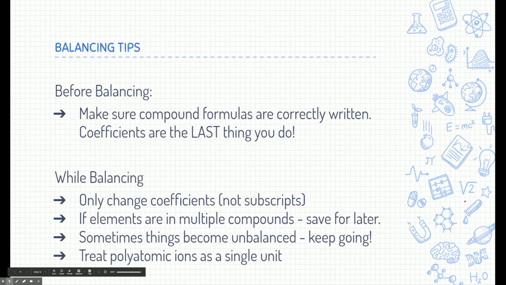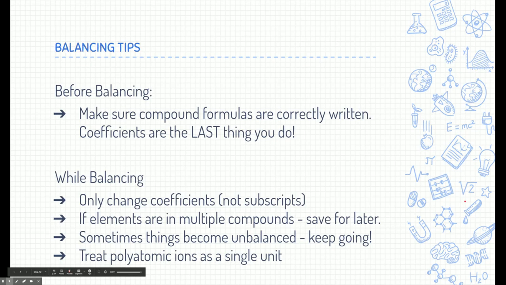Before we do that, here are a few balancing tips. The first tip you should do before you even balance, so before you talk about coefficients, make sure that your compound formulas are correctly written, i.e. make sure you know how to write ionic and covalent compounds. The coefficients are the absolute last step in writing a chemical reaction. Now, when you balance, you should only change coefficients, never touch the subscripts. That includes polyatomic ions or the ionic compounds that you've made or the covalent compounds.